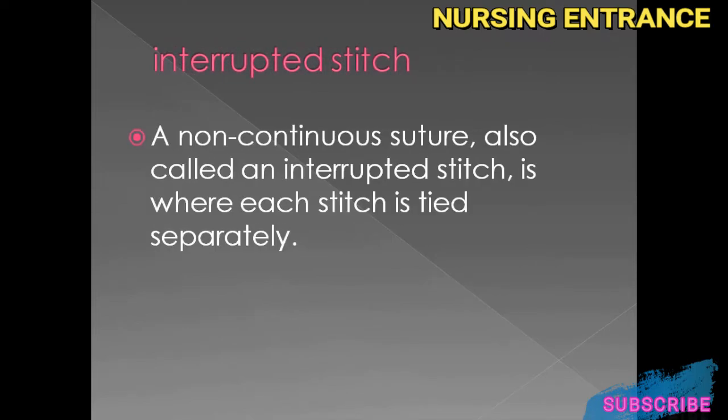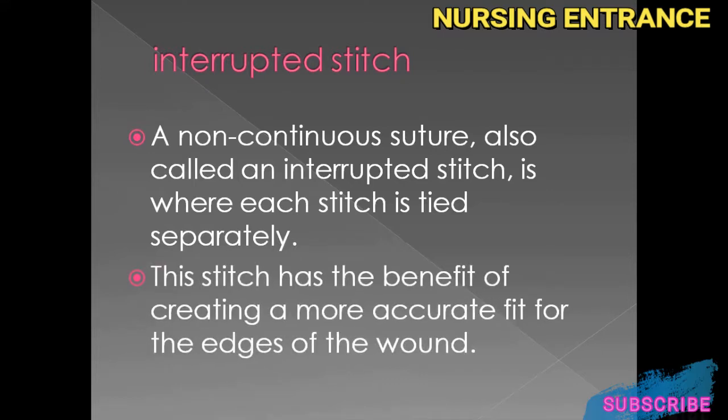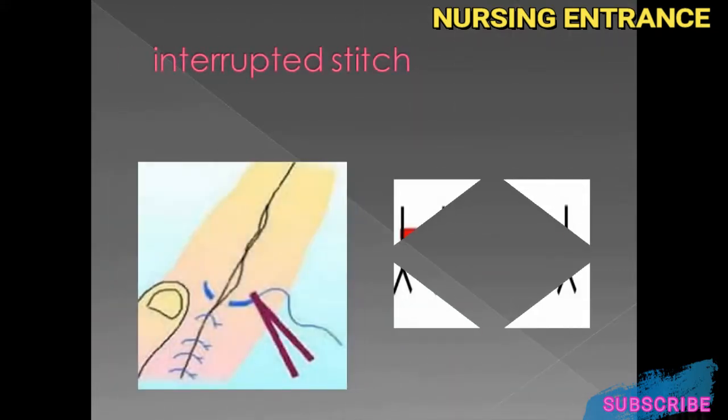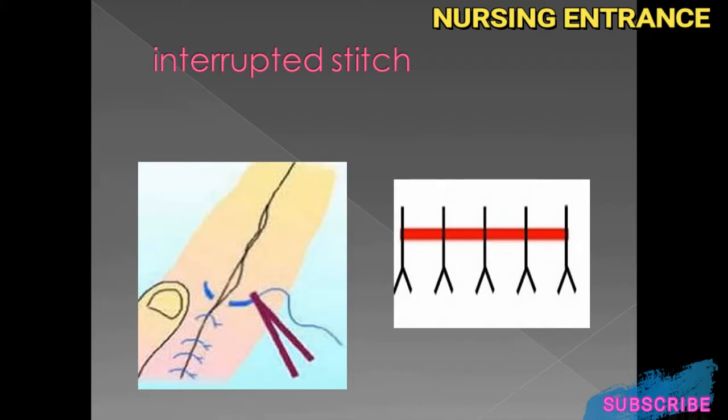Interrupted stitch. A non-continuous suture. It is also known as non-continuous suture or an interrupted stitch, where each stitch is tied separately. This stitch has the benefit of creating a more accurate fit for the edges of the wound. Here is the image of interrupted stitch.